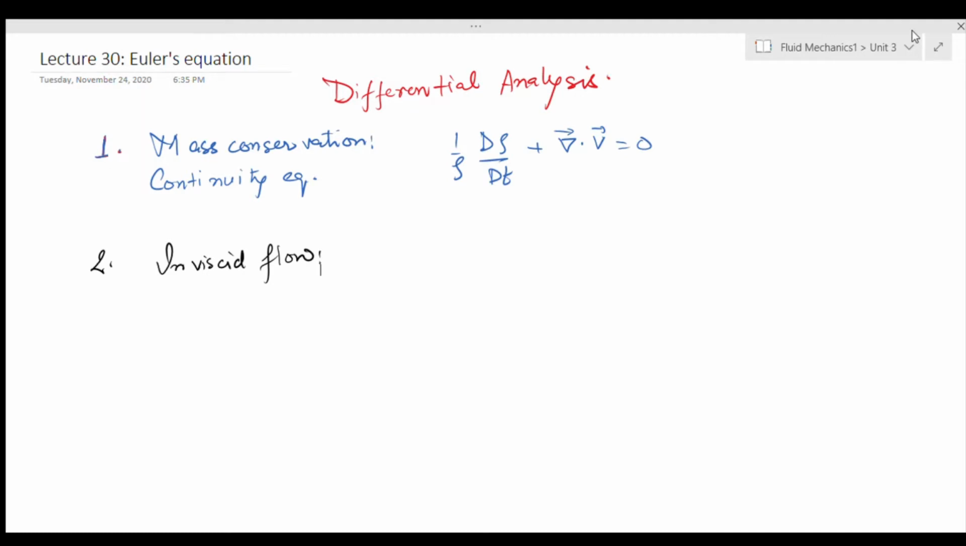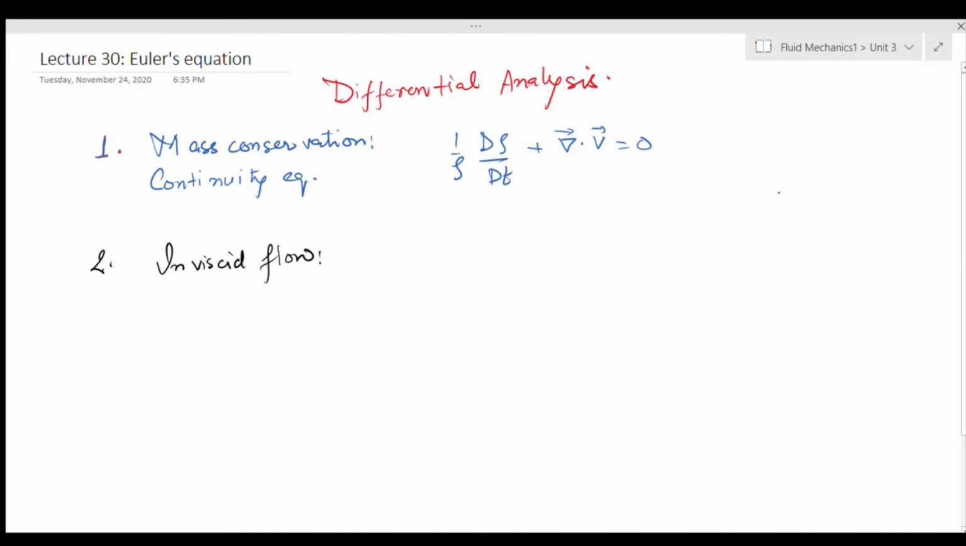So in this lecture number 30, we are going to talk about differential analysis. Previously, we developed the integral form of equation for a control volume, for mass conservation and for momentum. Now they tell us about the overall gross behavior of a fluid flow and its effect on various devices. However, it does not provide point by point knowledge of the flow field.